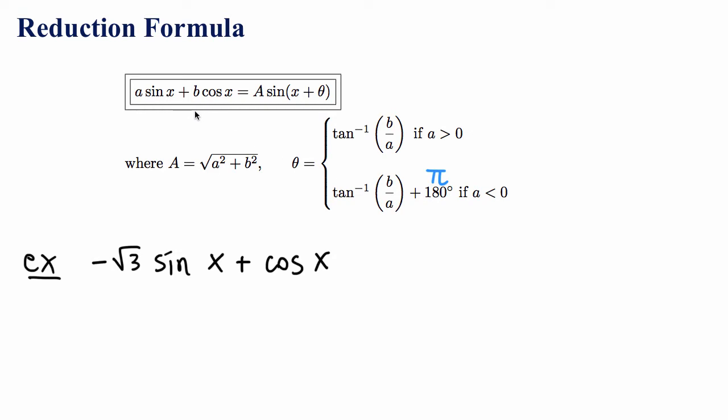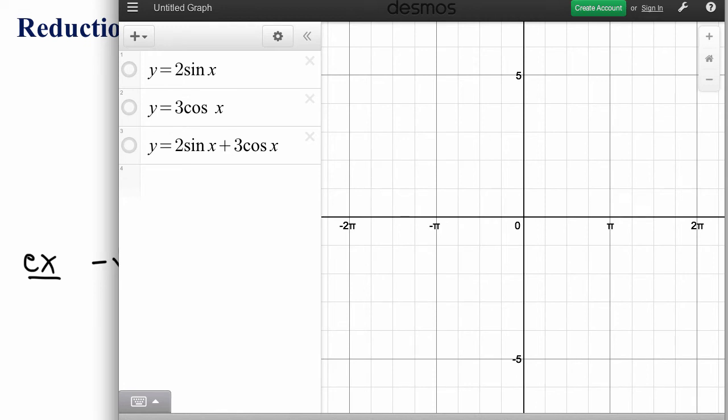The formula says if we add up sine and cosine functions, possibly with some coefficients, then we get something different: a single sine function with a different amplitude and some phase shift. Okay, so let's take a look at the graph examples first.